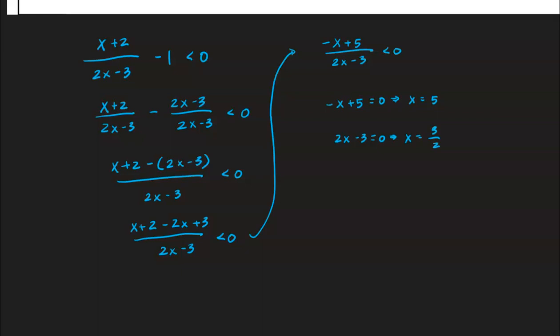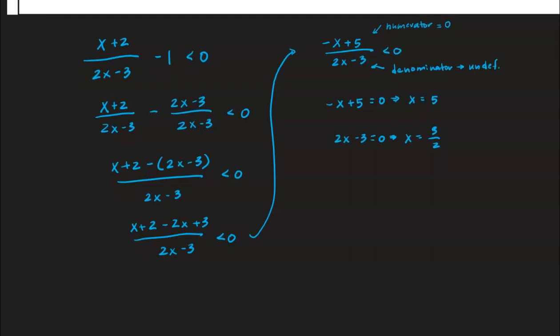Now remember this, the numerator makes that fraction 0. Well, if x equals 5, then it equals 0. Okay, 0 is an actual number. But here is where the denominator can make it undefined.